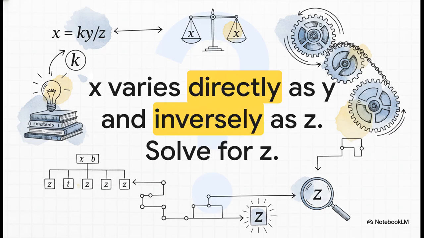Okay, this is it, the final challenge. This one uses everything we've talked about. So read the sentence really carefully. Figure out what goes on top, what goes on the bottom, build that equation, find your constant, and solve for z. You've totally got this.